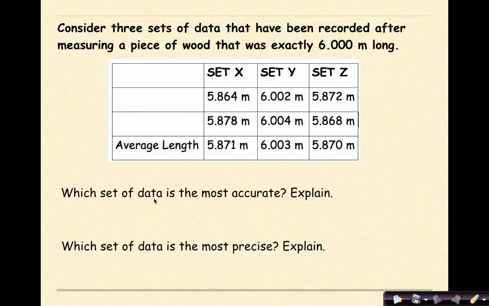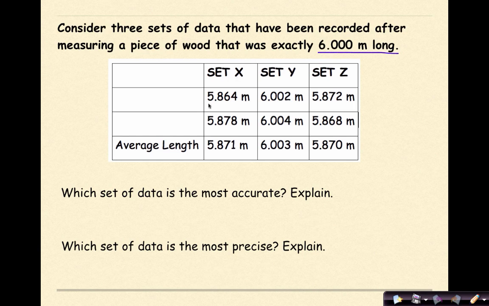Finally, let's talk about the difference between accuracy and precision. Accuracy refers to how close the measured value is to an actual value, and precision refers to how close a series of measurements are to one another or how reproducible they are. We are going to look at this example to help us see that. Consider 3 sets of data that have been recorded after measuring a piece of wood that was exactly 6.000 meters long. So this is our standard.